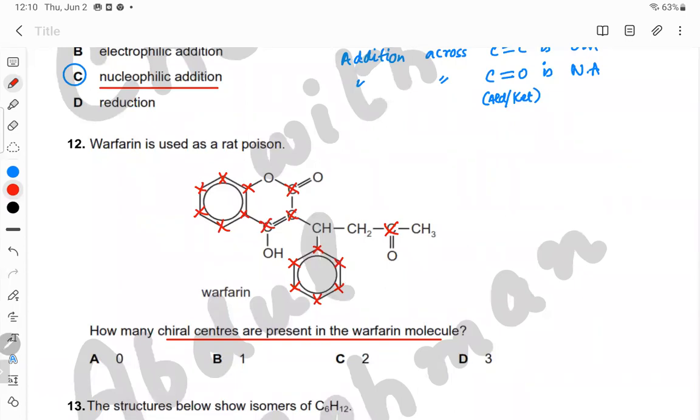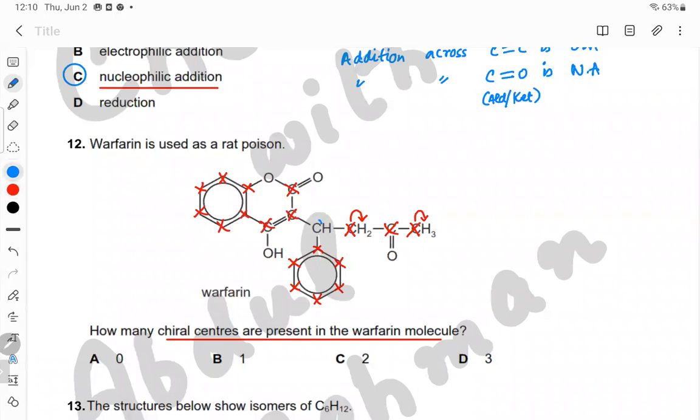Now this carbon has 3 hydrogens, so all the atoms are the same. So it is not chiral as well. If you look at this carbon, it has 2 hydrogens which are the same. So it is not a chiral carbon as well. No, Alicia and Hassan, your answers are wrong. Still wrong.